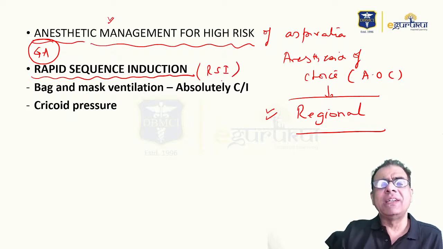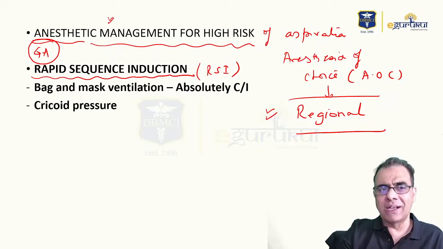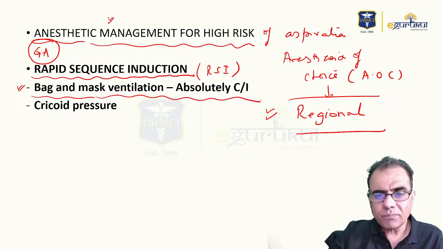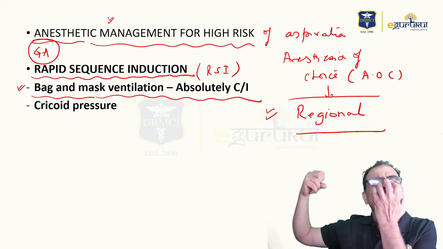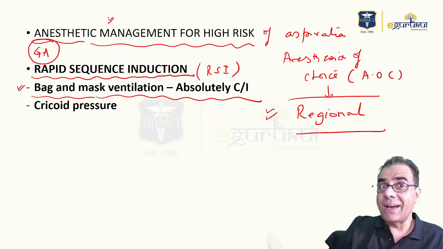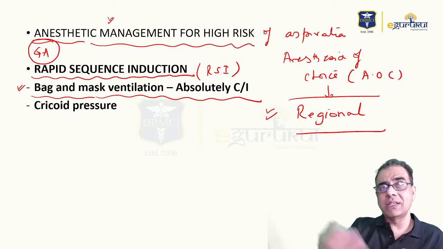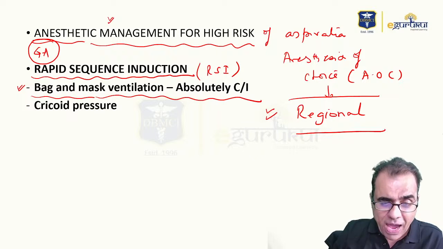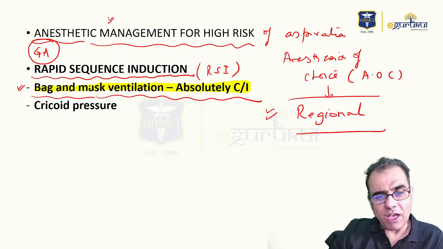In rapid sequence induction, there are 2 points which are different from normal general anesthesia. First, bag and mask ventilation is absolutely contraindicated. Otherwise, after giving the muscle relaxant, we start positive pressure ventilation with bag and mask till the effect of the muscle relaxant comes. But I told you the biggest side effect of mask ventilation is that air will leak into the stomach, increasing intragastric pressure and the risk of aspiration. So bag and mask ventilation is absolutely contraindicated for patients who are at high risk of aspiration.